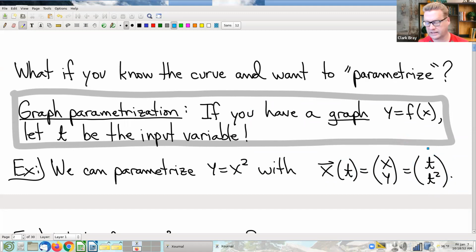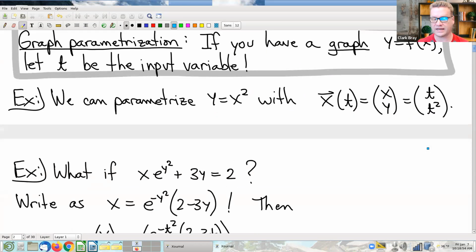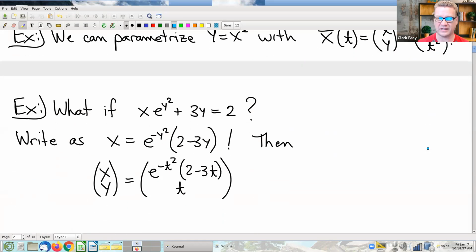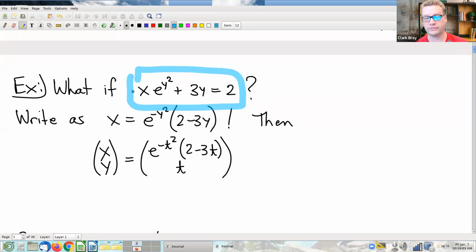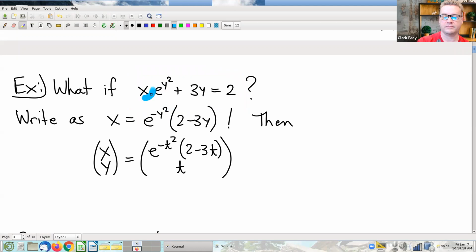Again, it works surprisingly often. In fact, it works sometimes even if it doesn't look like you're dealing with a graph. So let's take this example here. This does not look like a graph. I do not have this currently written as y equals. Furthermore, I can't solve for y here, right? You just can't do it. There's a y there and a y there, and it's a transcendental equation. Give it up. However, you can solve for x, right? Very easy to solve for x.